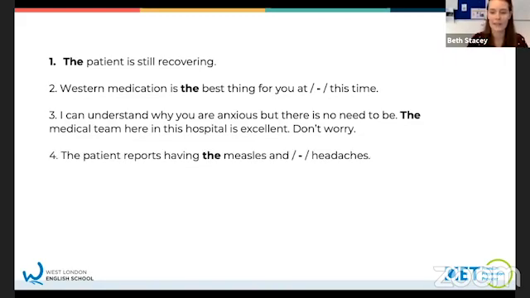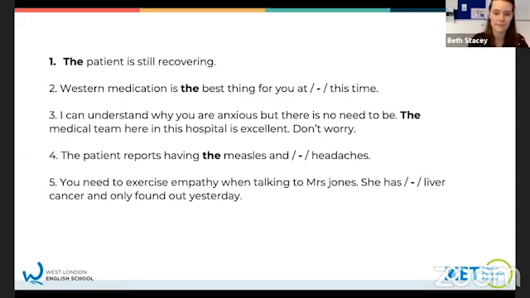The patient reports having the measles. Now with measles, we always have the before it, but with headaches, we don't. It's a good idea to go through lists of illnesses, diseases, problems that people have and find out whether it's with the or not, because sometimes things are with the and sometimes they're not. So here is an example. We've got liver cancer, and with cancer, we don't use a, an, or the, same as with headaches.